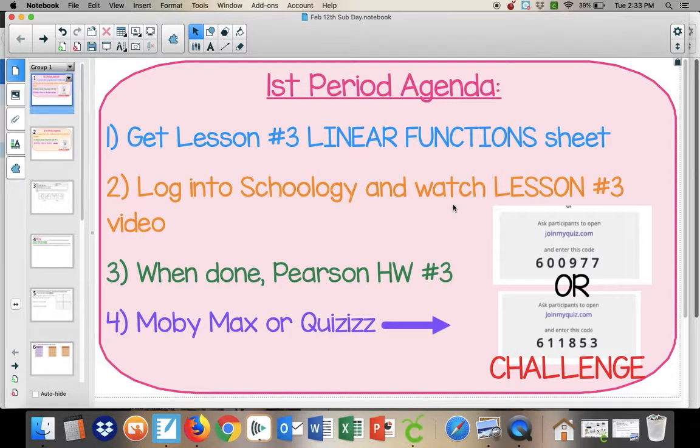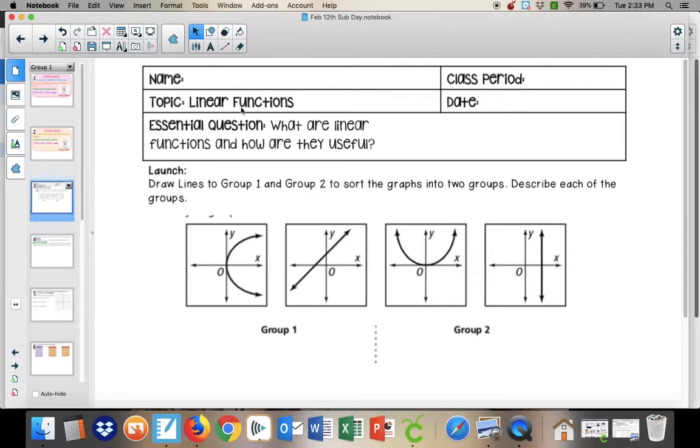You're going to go on to Schoology and you're going to watch lesson number 3. Then as you're going through the notes, you're going to engage with them, and then you are going to work on your homework number 3 on Pearson. So let's get started. You already have our essential question labeled. What are the linear functions and how are they useful?